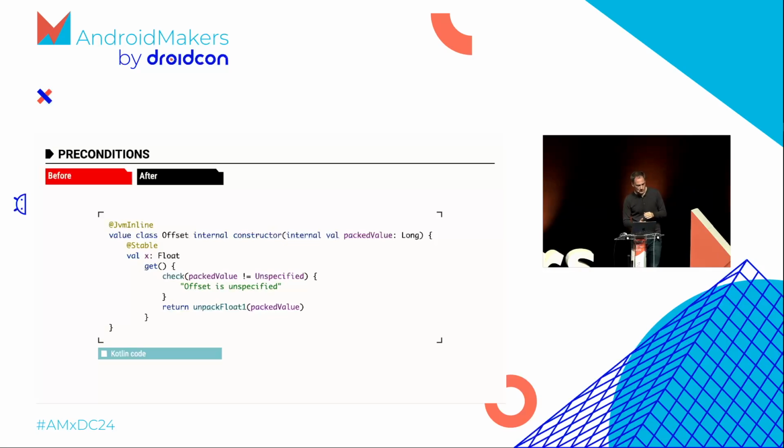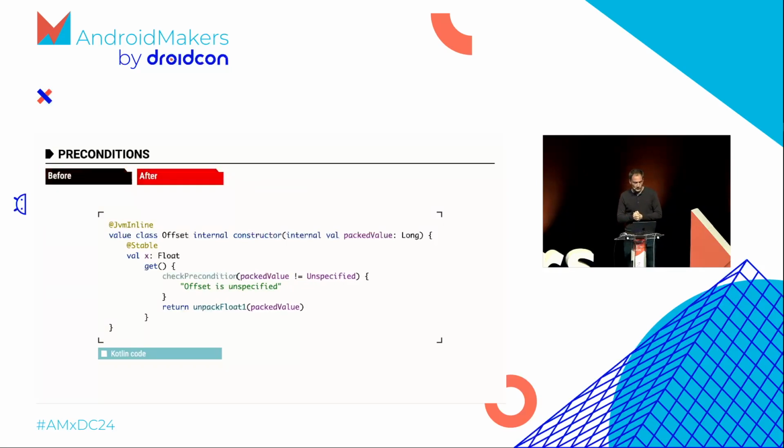But if you look at the original code, for the X property, the getter first does a check. Check in Kotlin is part of the standard library. You give it a condition, and if it fails, it throws an exception with the string that you have. And then we do the actual work of finding our float out of the long.